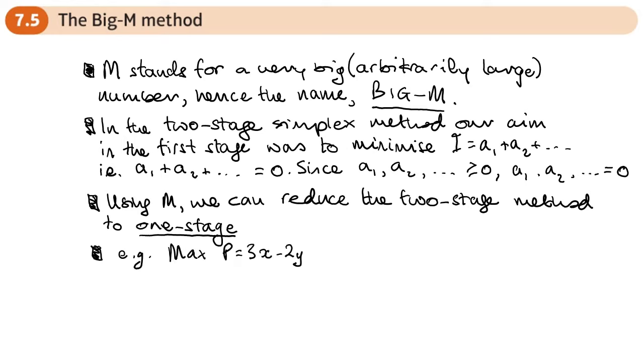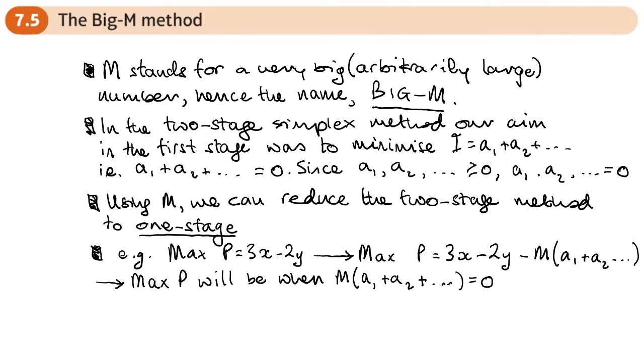So how is that possible? What do we need to do? Well, let's take an example. Let's say that our objective function was to maximize p equals 3x minus 2y. What we can do so that we're able to minimize our artificial variables, we can write the original objective function minus m times the sum of our artificial variables.